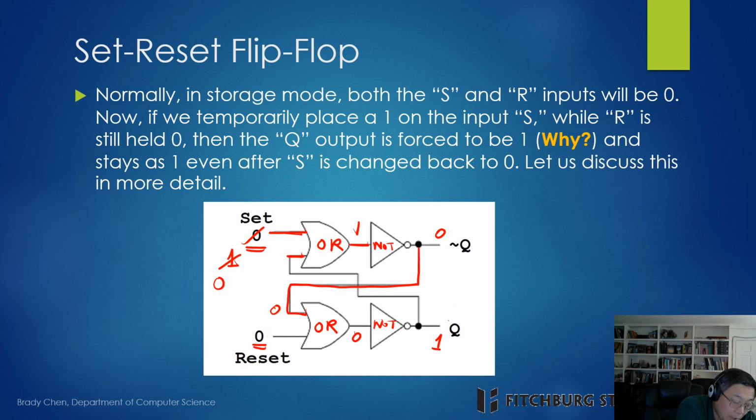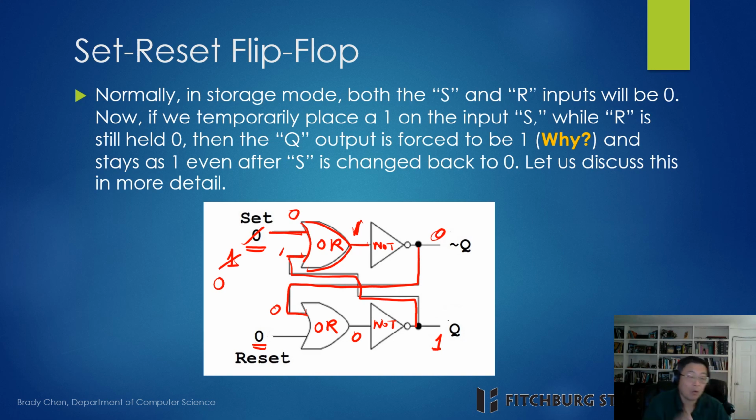Okay, if I change back to 0, what happens? Well, let's take a look. So this input is 0. Now what's the other input now? The other input is connected to the output Q, right? Now the output Q is 1, so here's 1. So that means the output for this OR gate is still 1, and this is still 0, and this is still 0, and nothing changes. So Q is still 1.